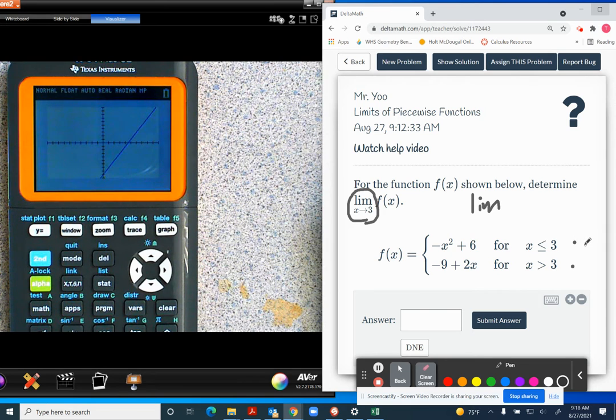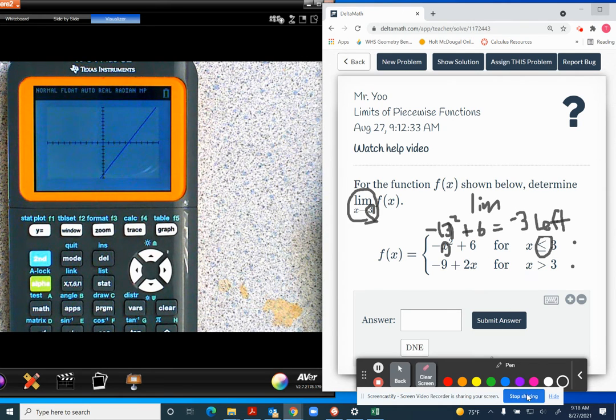Out of these two, which one is the left side? Top or bottom? Top. How do I know? Because of this. This is your left side. I hope you guys are understanding what I'm telling you. This is a shortcut, okay? So I need to check left side. So I just plug in 3 into that one right here. So what is -3 squared plus 9? Plus 6. Isn't that -9 plus 6, which is -3?